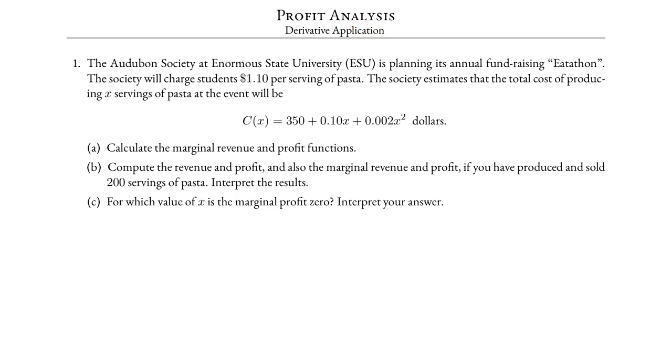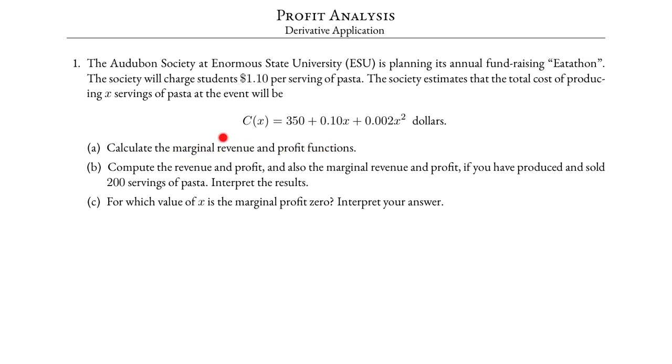Profit analysis. The Audubon Society of Normal State University is planning its annual fundraising eatathon. The society will charge students $1.10 per serving of pasta. The society estimates that the total cost of producing x servings of pasta at the event will be C of x equals 350 plus 0.10x plus 0.002x squared dollars. Calculate the marginal revenue and profit functions.